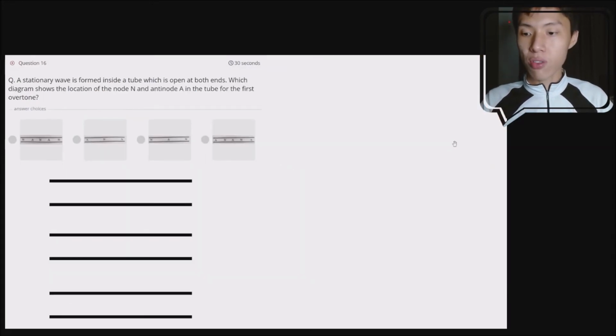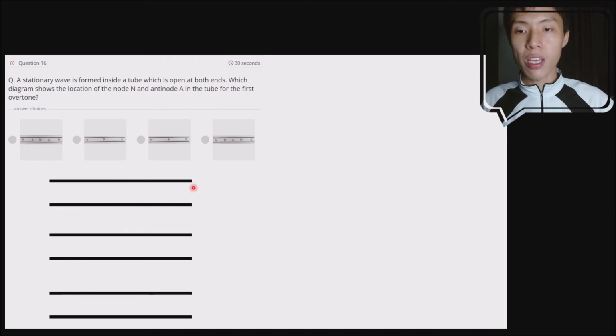Okay, so let's try to think about it. When we look at a situation where they ask for a first overtone or second overtone, it's always best to start from the fundamental tone. So how do we determine what the standing wave looks like for a fundamental tone? Look at this pipe over here. The pipe over here is open at both ends.